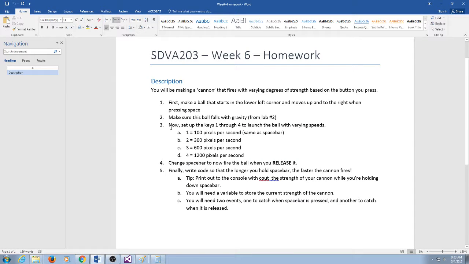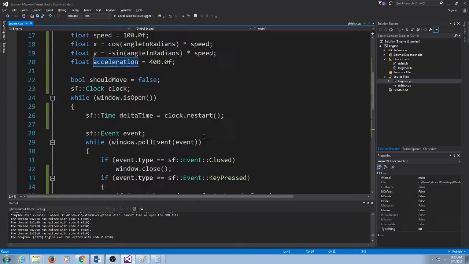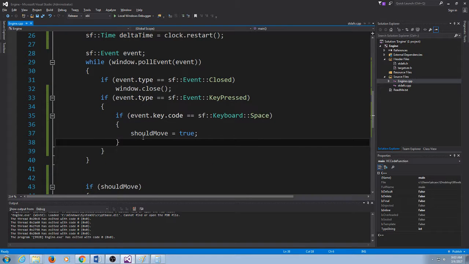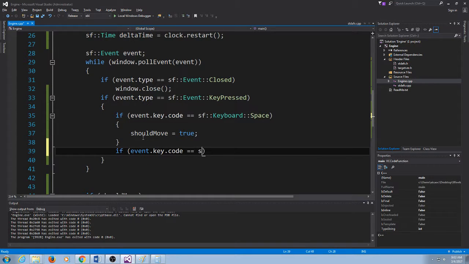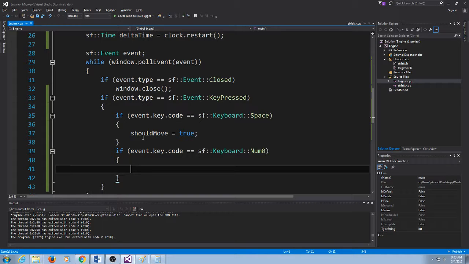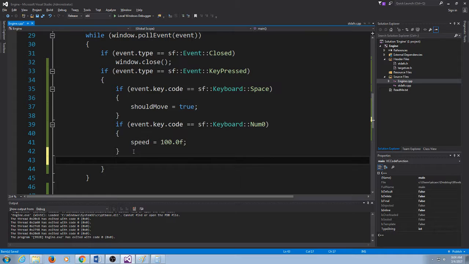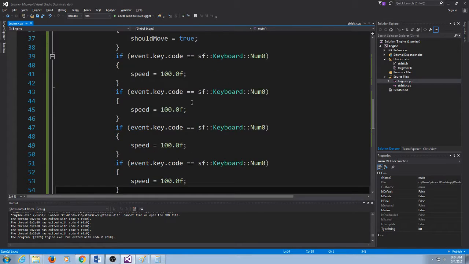All right. So I want to set up the keys to launch the ball with varying speeds. 1, 2, 3, 4 is going to launch the ball with different speeds. So here, really all I have to do is when I press the keys for those speeds, numeral number 1, you have all these numpad 1s as well as number 1s. You're also going to set should move. I'm sorry, should move is not going to be set. What you are going to adjust is the speed. And I'm going to set up 4 of these here. And you could do this using a switch statement as well if you want to. This can all be done with a switch statement.